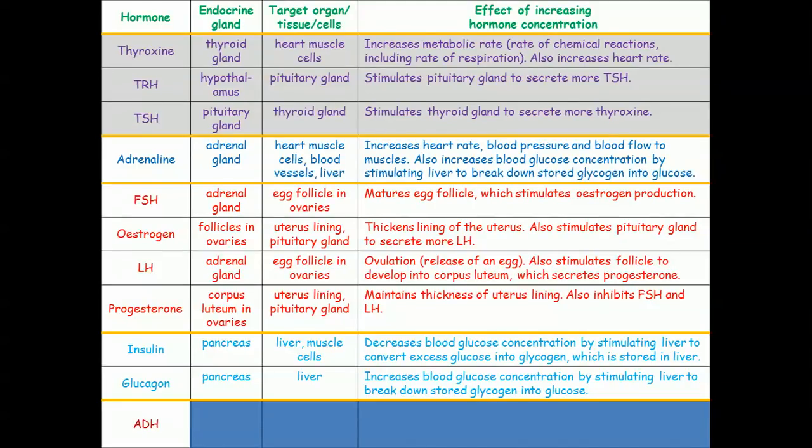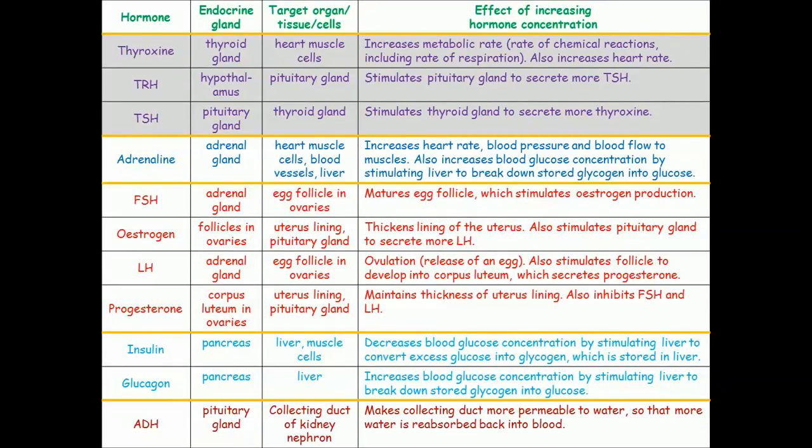And then finally, ADH is secreted by the pituitary gland. Its target organ is the collecting duct of the kidney nephron, and it makes the collecting duct more permeable to water so that more water is reabsorbed back into the blood. So these are all the hormones and information to know for the upcoming topics that I'm going to talk about.